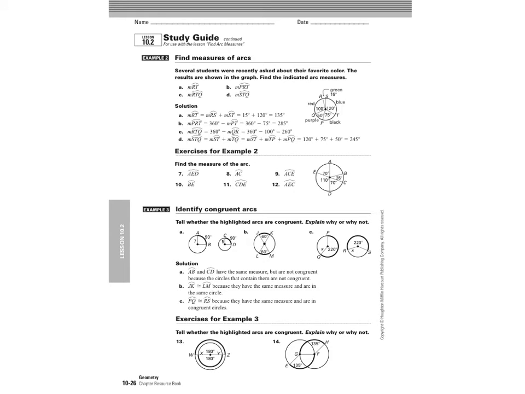The second page, let's see what else is on here. Focus on this, just finding missing angle or missing arc measures. You're not going to have to tell me if the circles are congruent or if the arcs are congruent. Just again, find missing arc measures.